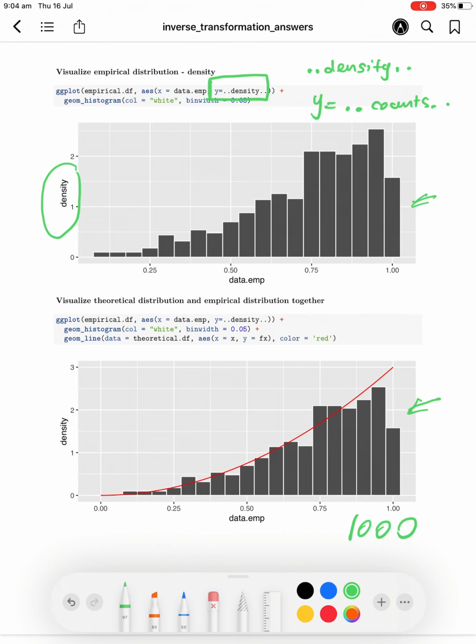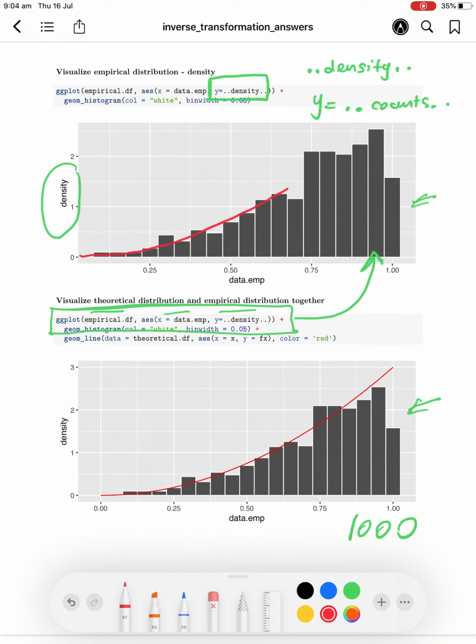In order to draw both the empirical and theoretical distribution, here I start with the empirical df, where x is data emp and y is density. This part corresponds to this one.